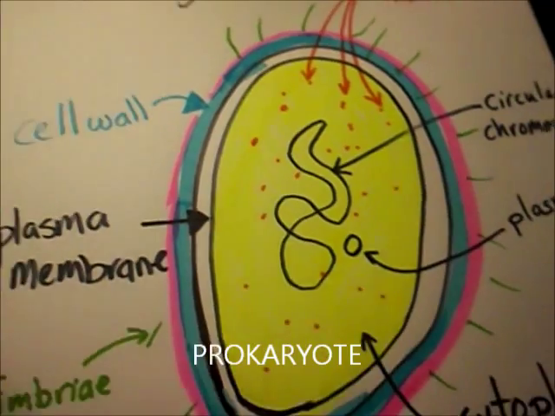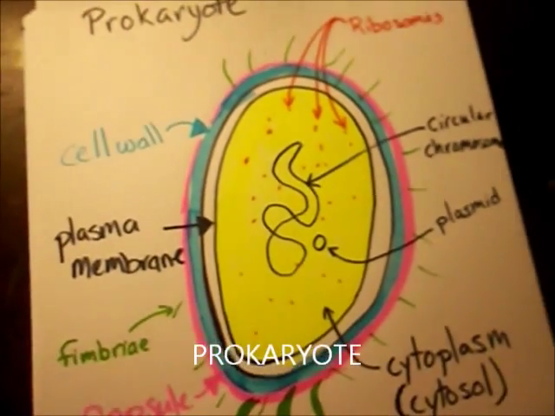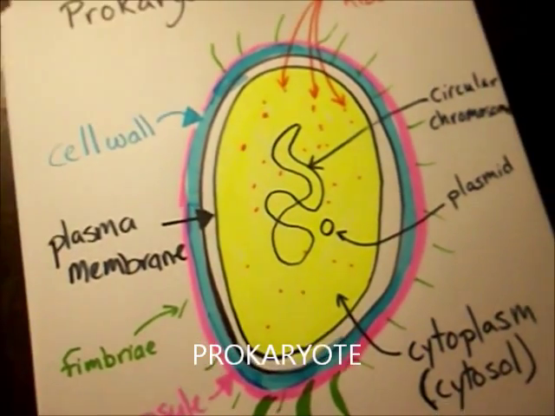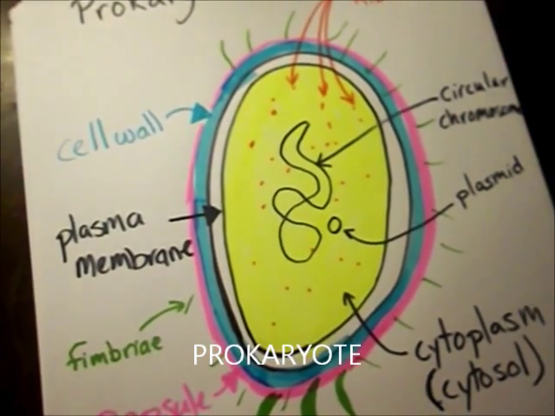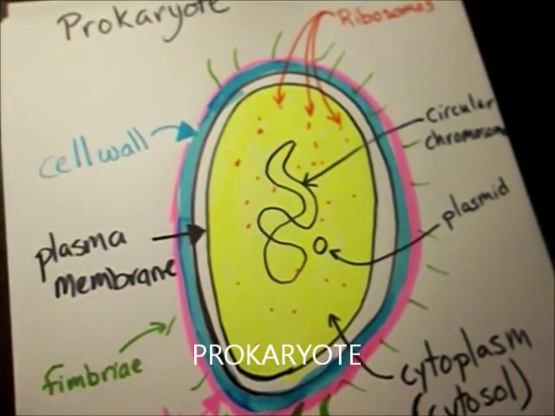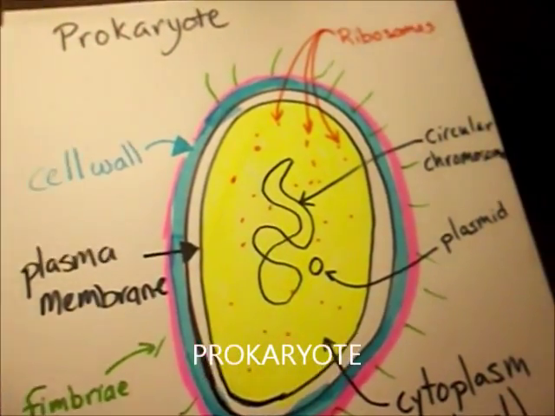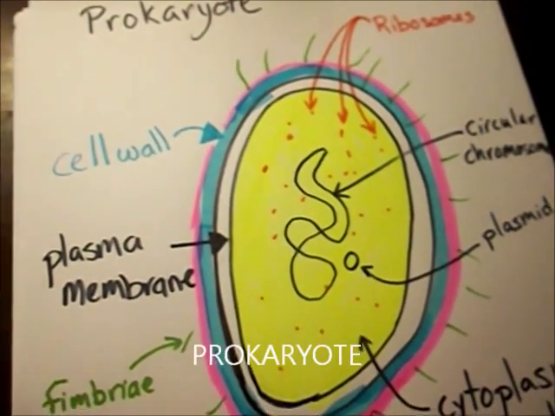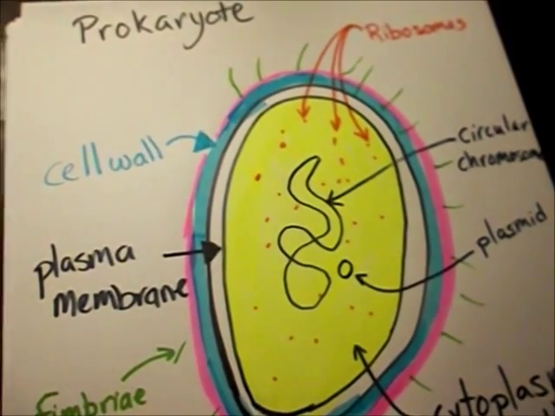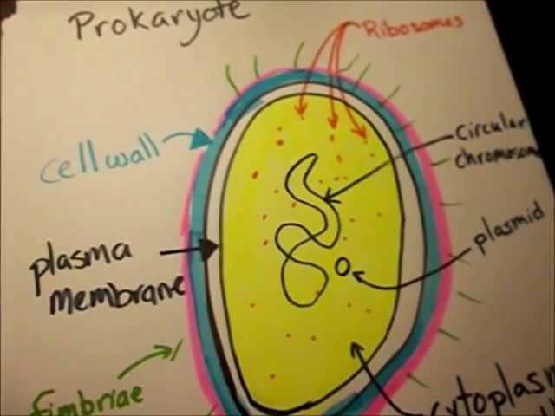Welcome to our prokaryotic cell. You also have a copy of a prokaryotic cell on page 70 in your book. This prokaryotic cell is prokaryotic because it has no nucleus. You are a eukaryote, you have a nucleus.